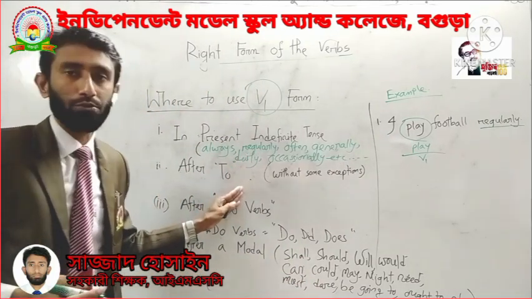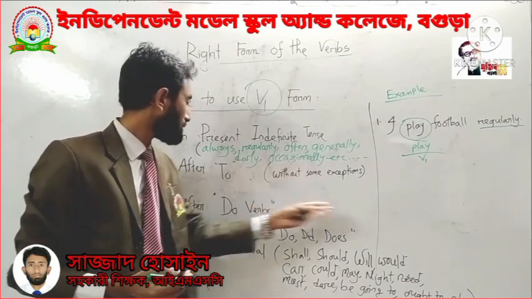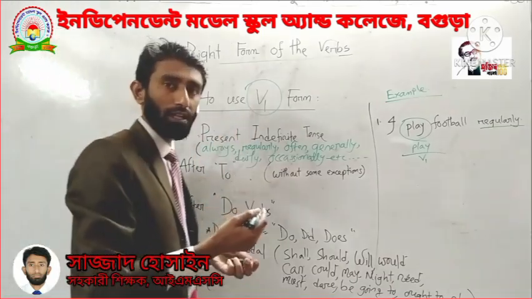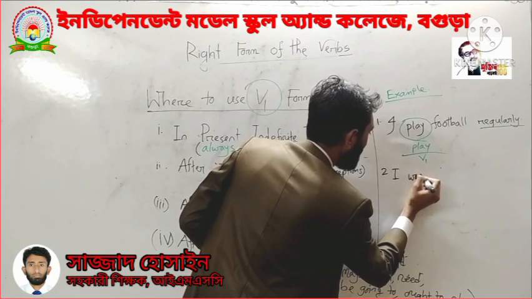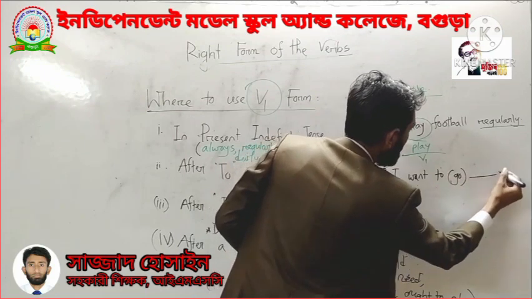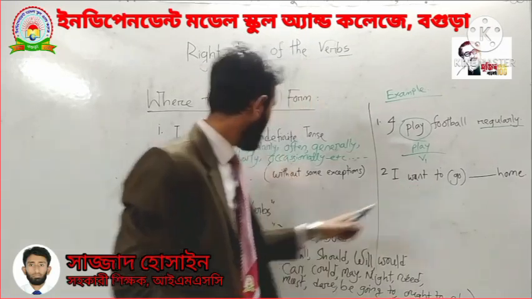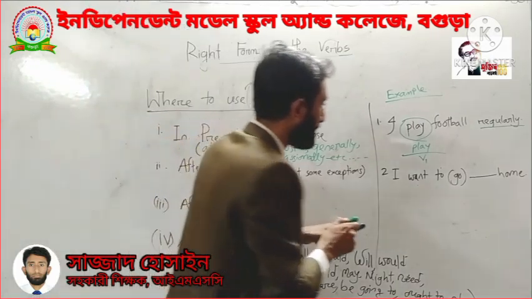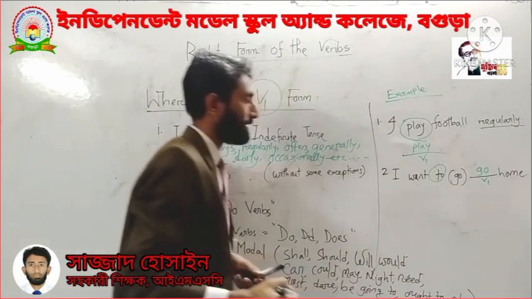After to, we should use the V1 form of a verb, and there are some exceptions. Without some exceptions, we have to use the V1 form of a verb after the preposition to. Now, look at the example. I want to go home. Here you find to, and we used the V1 form of a verb after to. Here the word is to and the verb will be in V1.